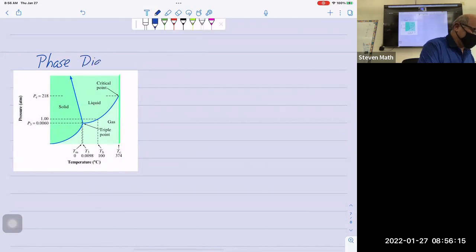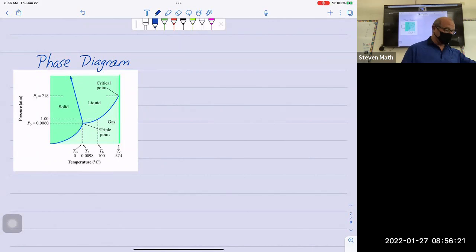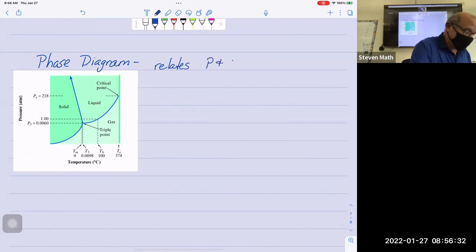This is called a phase diagram. Not to be confused with a phase change diagram that we're going to do in a minute. What a phase diagram does is what we've been doing all morning. This relates pressure and temperature to state of matter.